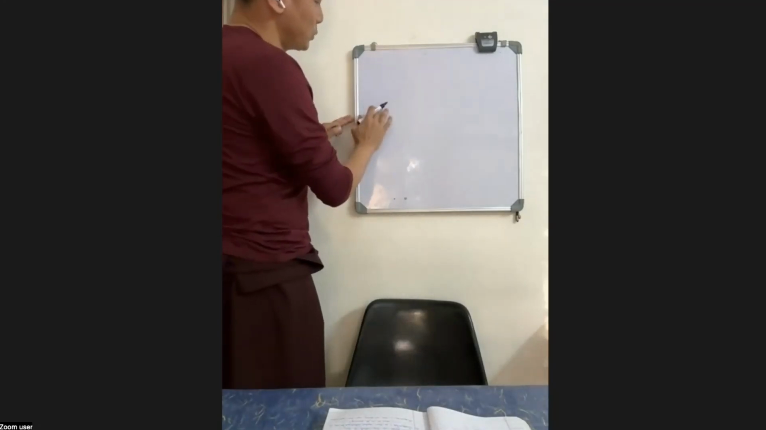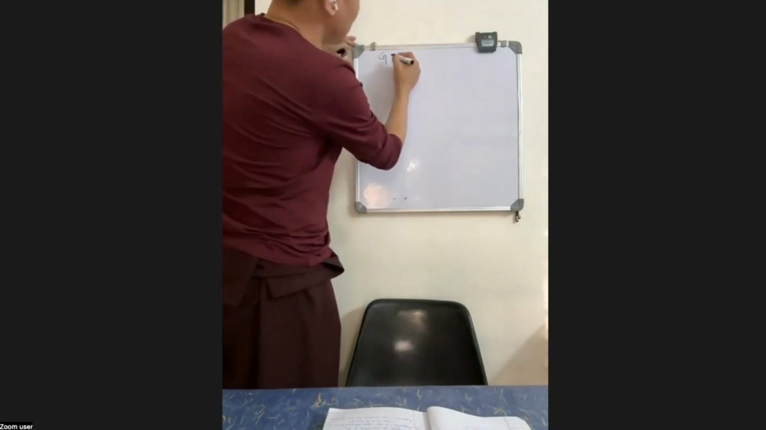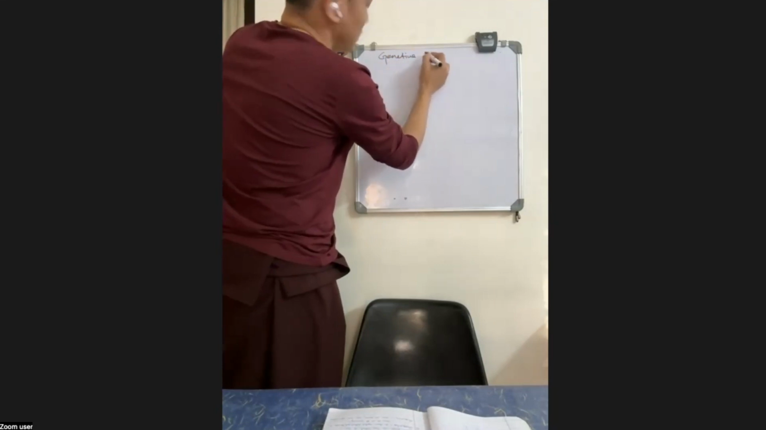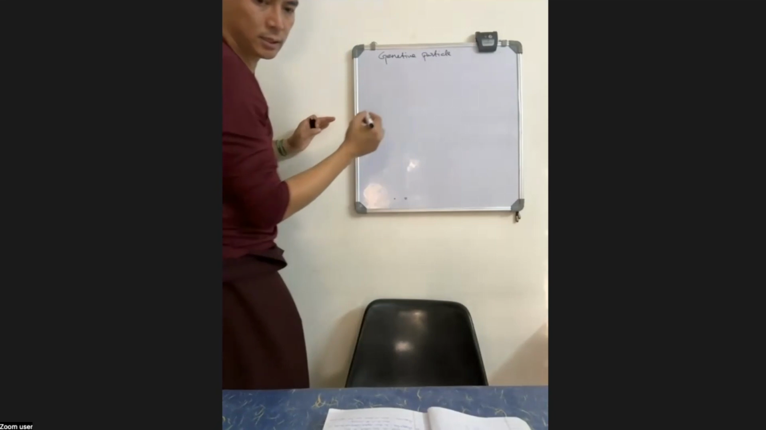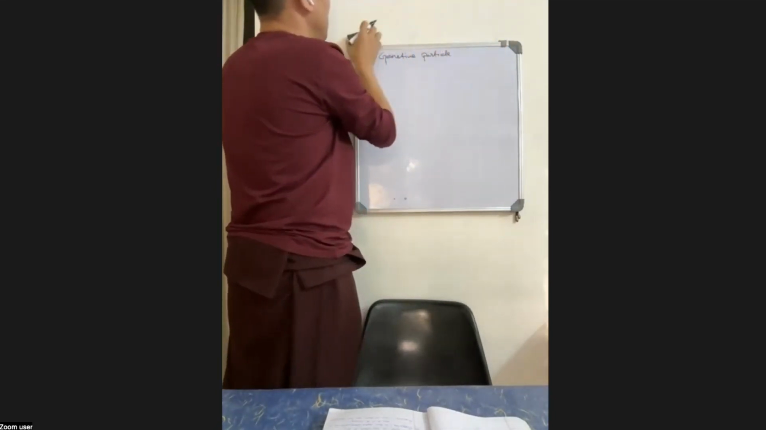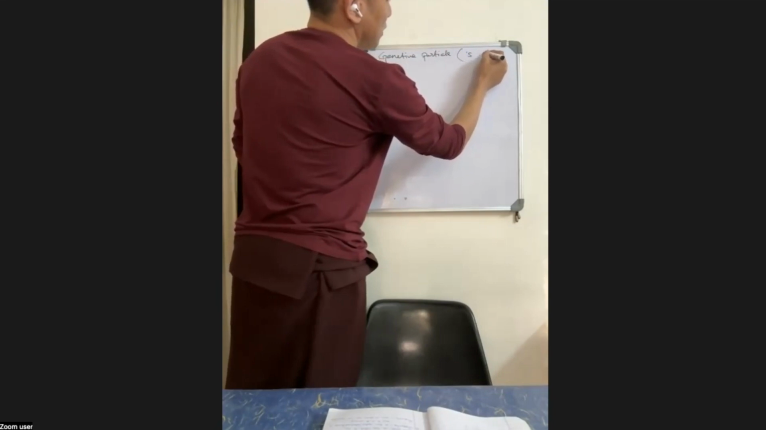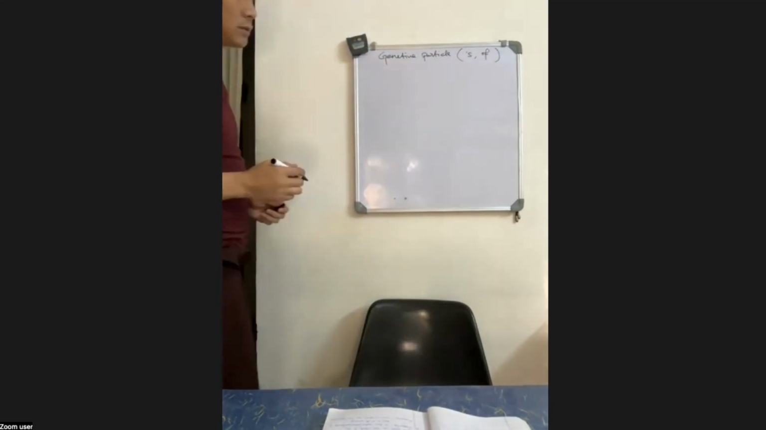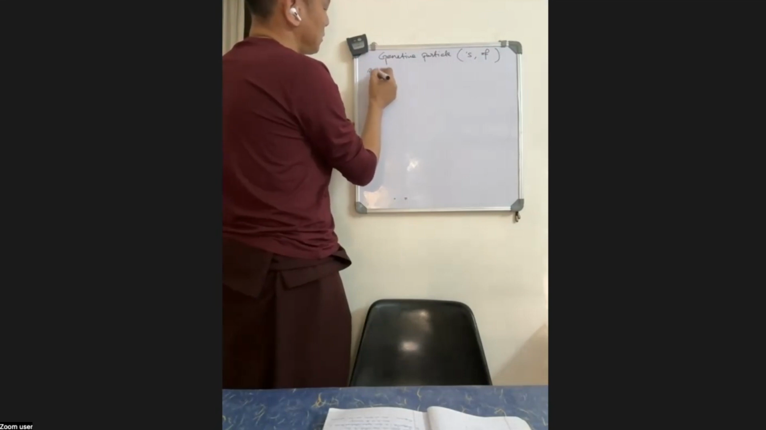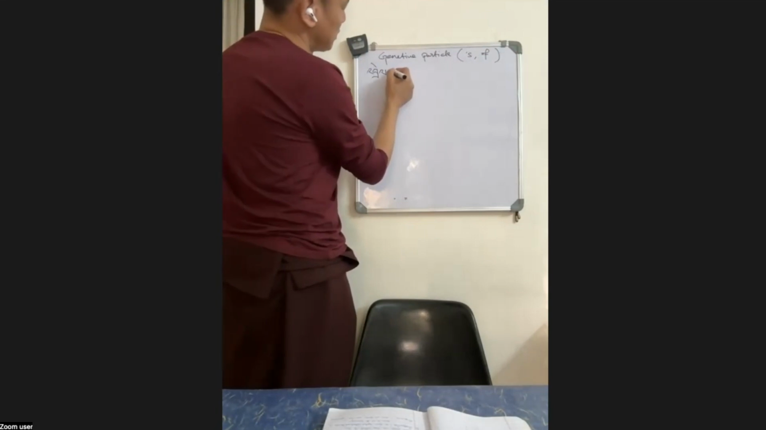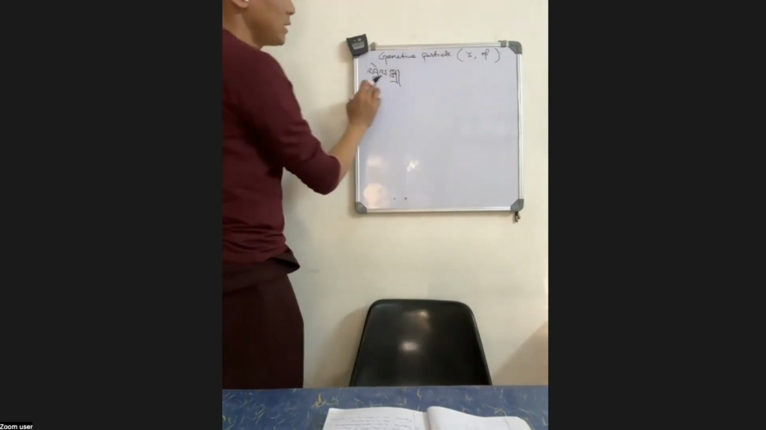So now today we are going to learn the genitive particle. That's in English genitive particles, it's like 's and 'of'. In Tibetan, the genitive particle is delta.